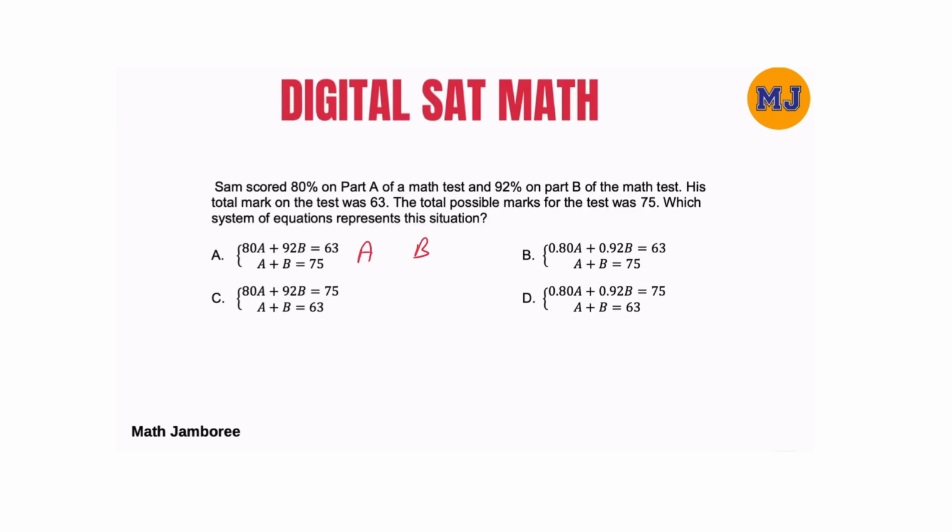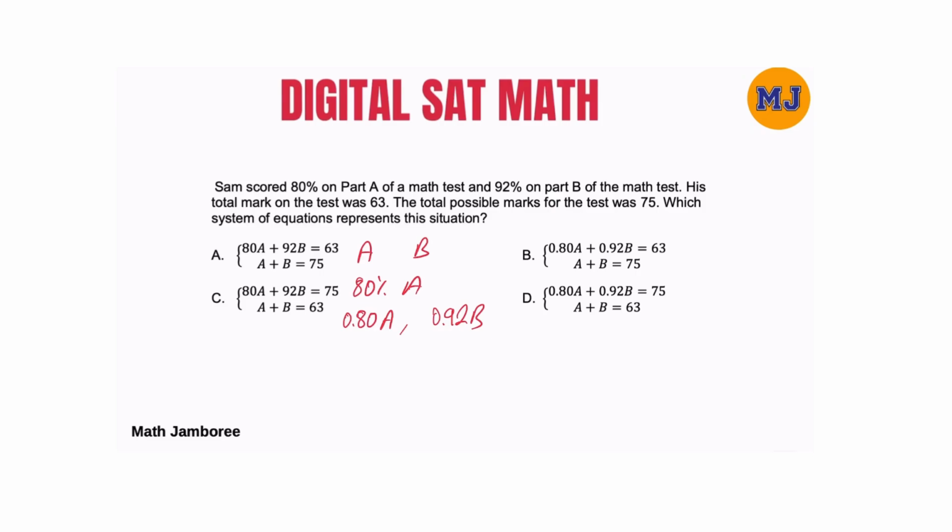Now we know that Sam scored 80% on part A. So if we want to express this as a part of the total possible marks, 80% in mathematics, you all know, is 0.80A. Similarly, for part B, since he scored 92%, we write 0.92B.